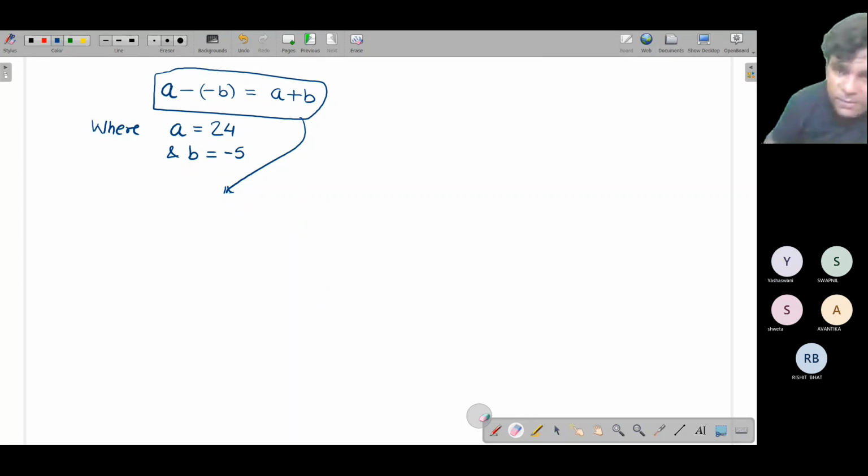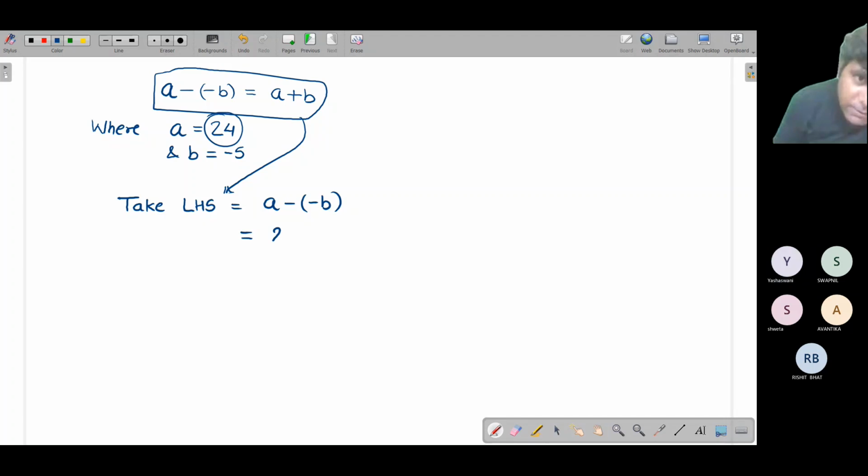Sir, one minute, just wait. Take LHS first. And what's the LHS? A minus of minus B. Getting my point? Now, what is the value of A? At the place of A, we have to write 24. Correct? Then minus sign, which is already given here. Then a bracket, and inside the bracket there is a minus sign, which is already given here. Correct? Now we have to substitute this value of B. So at the place of B, we have to write minus of 5.